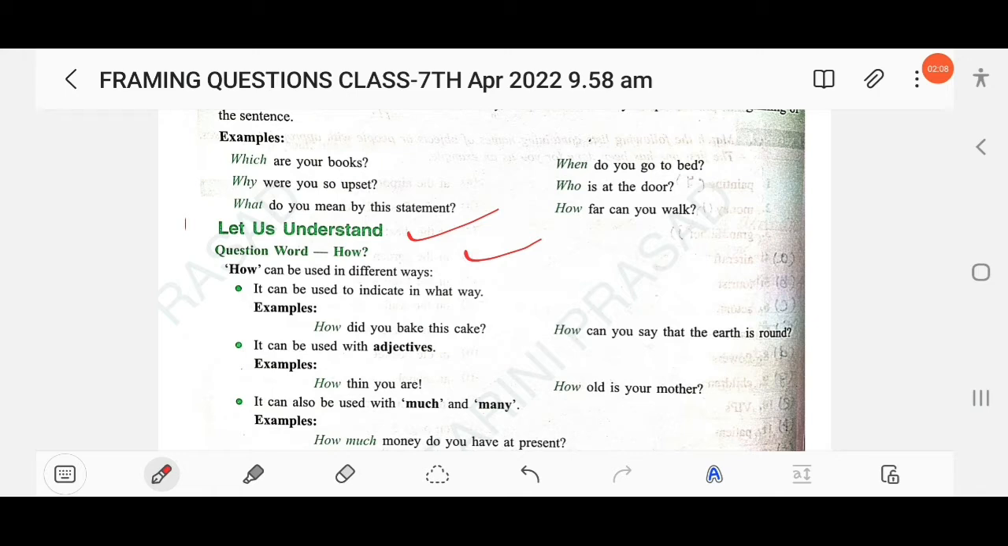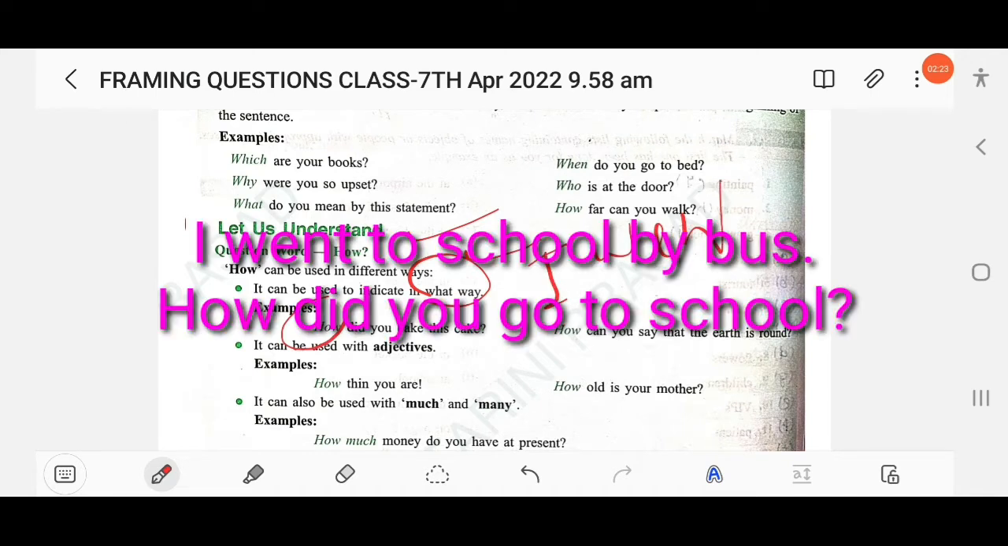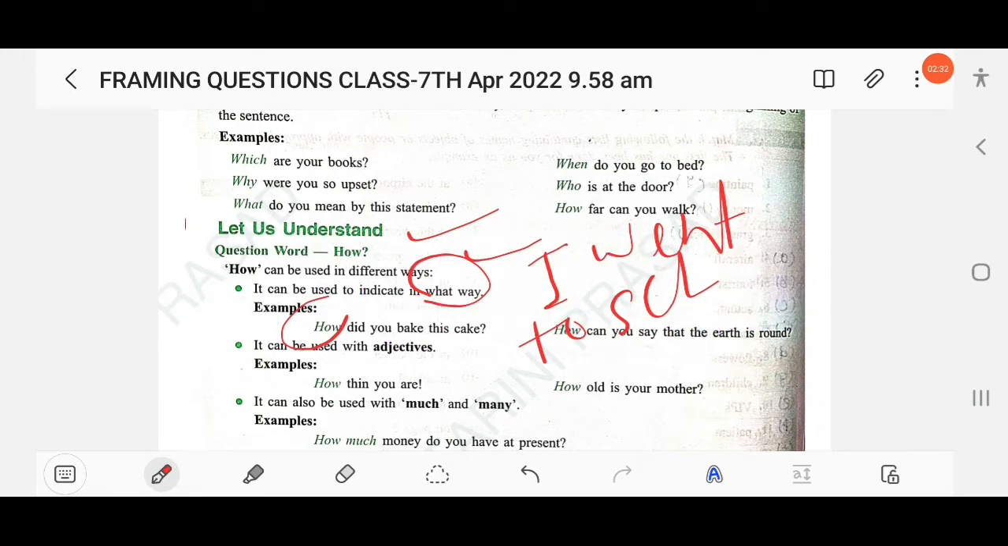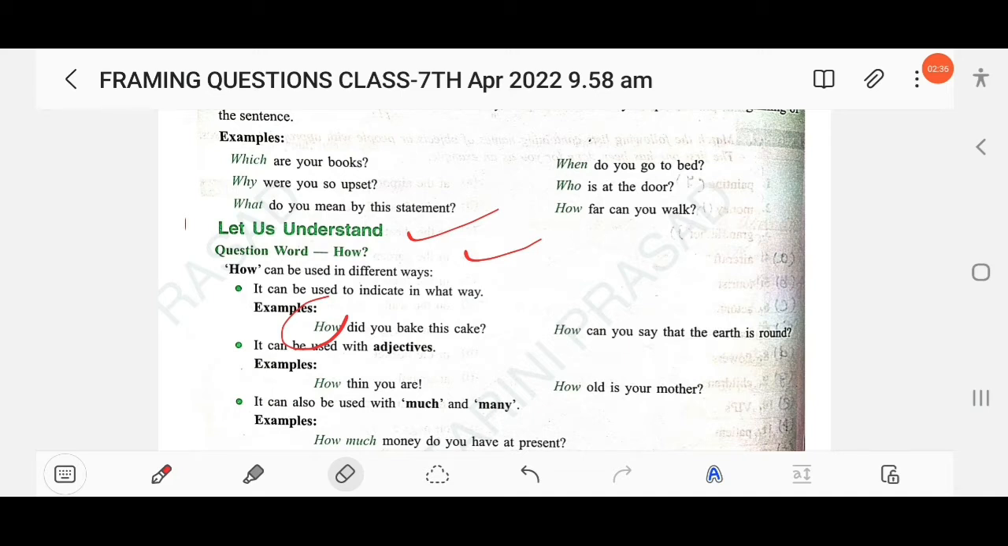First, it can be used to indicate in what way. How did you bake this cake, to know the manner in which they have done the work. Similarly, take an example: I went to school by bus. Here you have to use how did you go to school, to know in which way he went to school. Then similarly, how can you say that the earth is round.